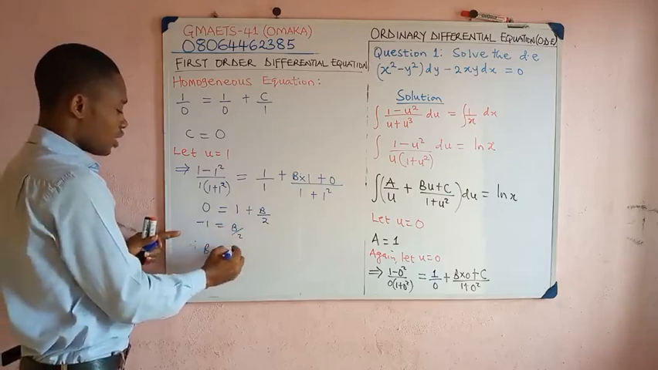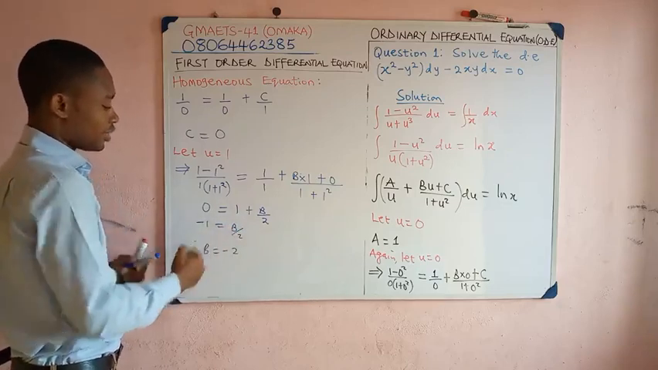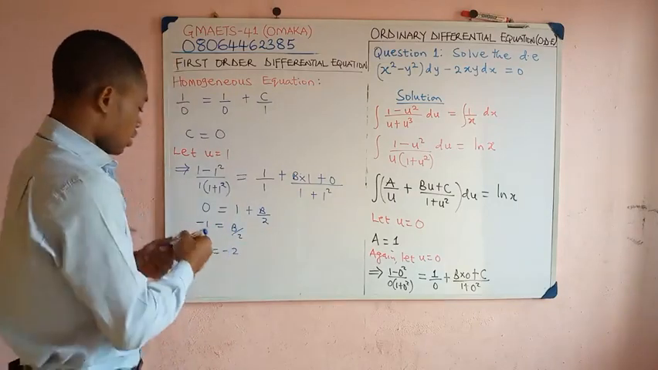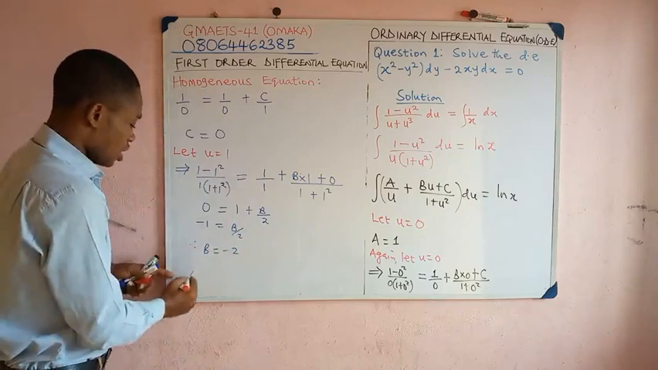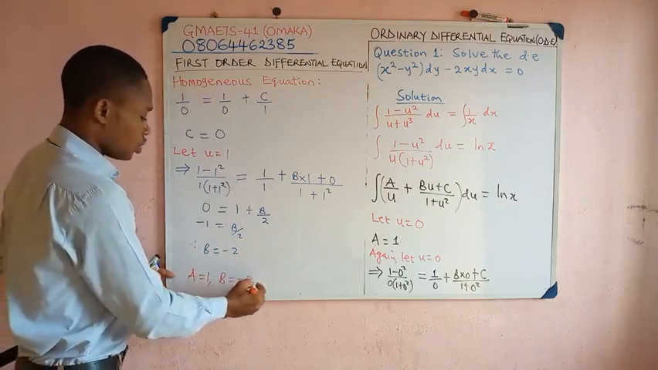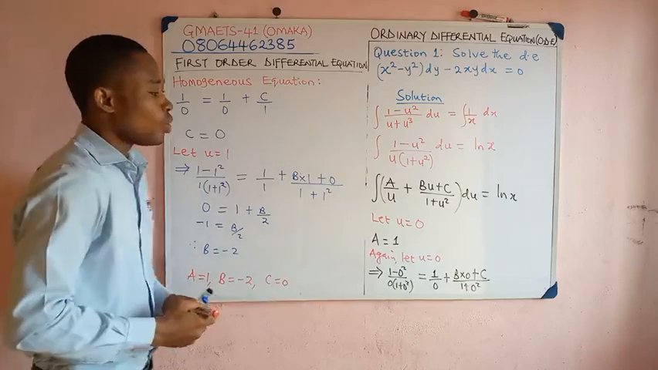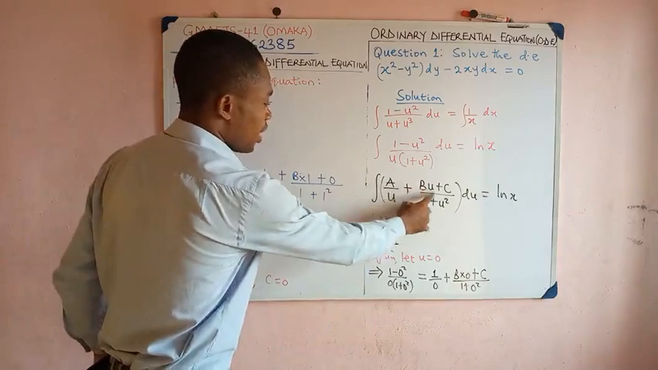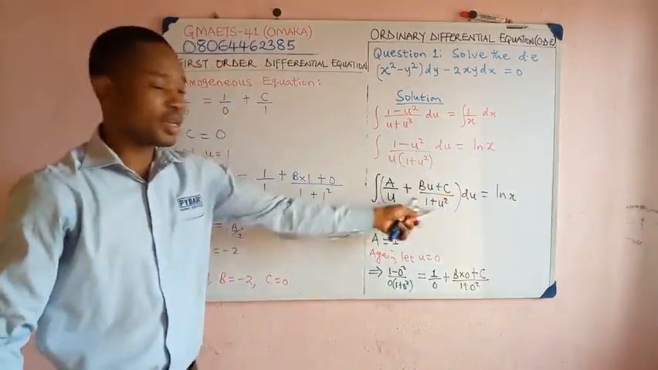Therefore, b is equal to minus what? 2, by cross multiplying. So we have gotten the value of a, b, and what? C. Let's write them out here. A is equal to 1, b is equal to minus 2, and c is equal to 0. We'll take a break again. Once we come back, we'll substitute for a, b, and c, and then integrate this part.